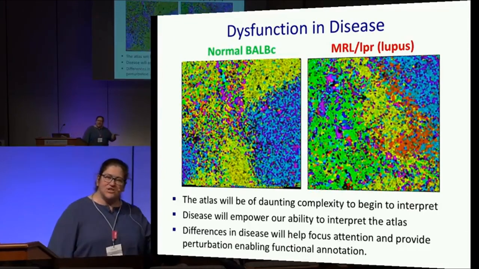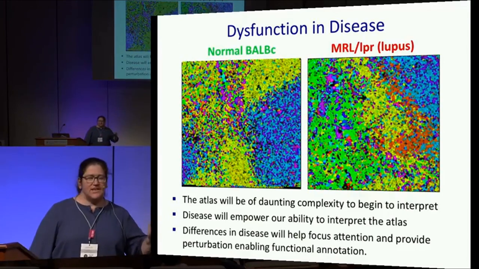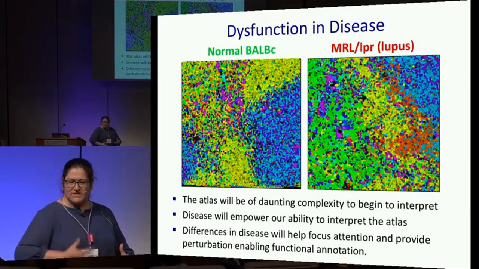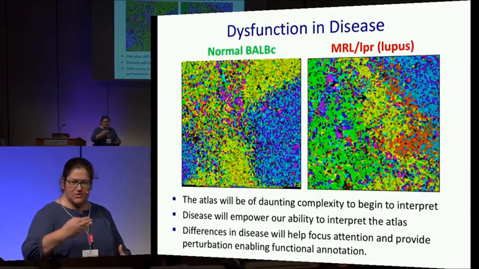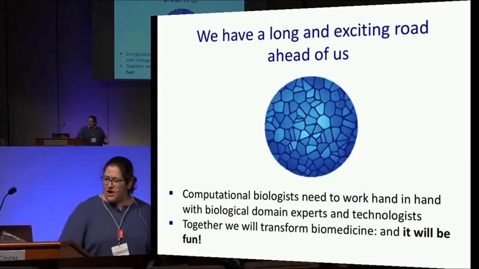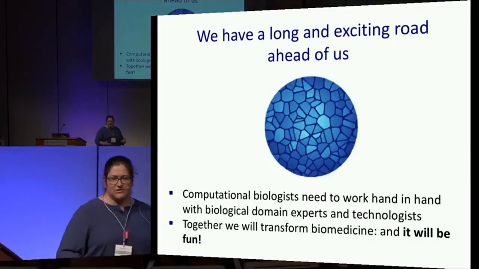The disease will actually, even though it's not part of the atlas, give us an input into understanding our atlas. Because when we see things that are not normal, when we see things that are perturbed in disease, disease as a perturbation, we can go back and understand the functional implications. So we have a long and exciting road ahead of us, and we're going to have to do this together. We're going to have to bond together as computational biologists to solve together these big problems and decide what are the best practices. And we're going to have to work together with the experimental biologists side by side so what we do is meaningful biologically and helpful for them.